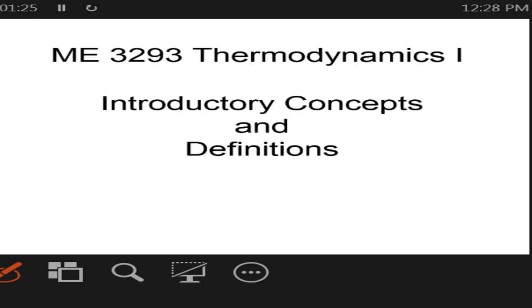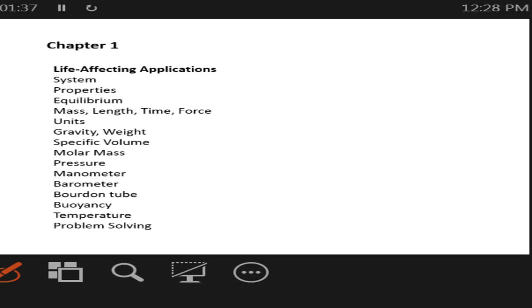So it's all about energy, the conservation of energy, the transformation of energy between forms, and that transformation's limited in many cases. We're going to talk about life-affecting applications first, then we have a lot of topics, a lot to go through today. Why life-affecting applications first? To motivate you, to show you that this class is applicable.